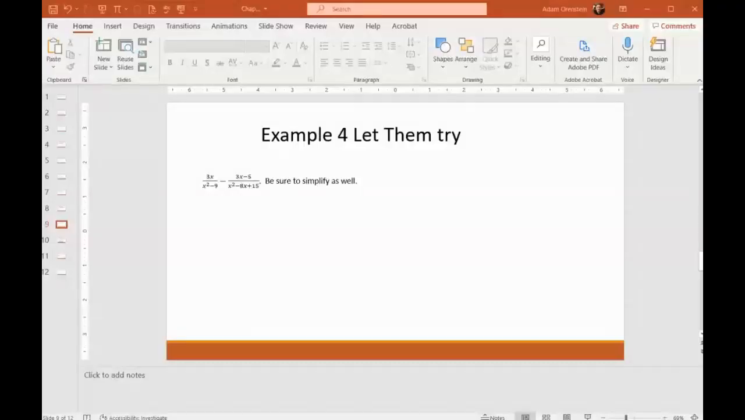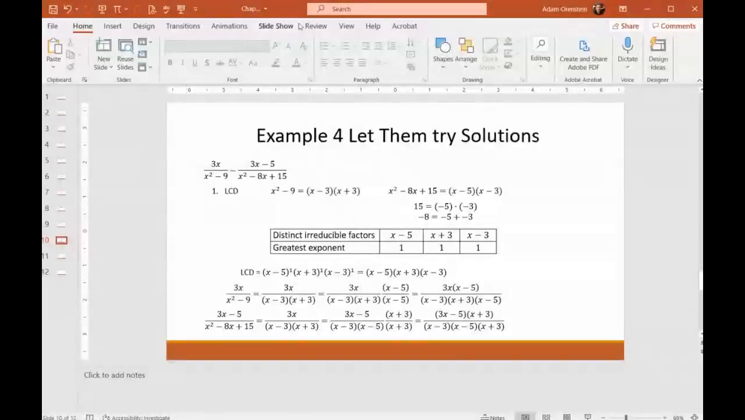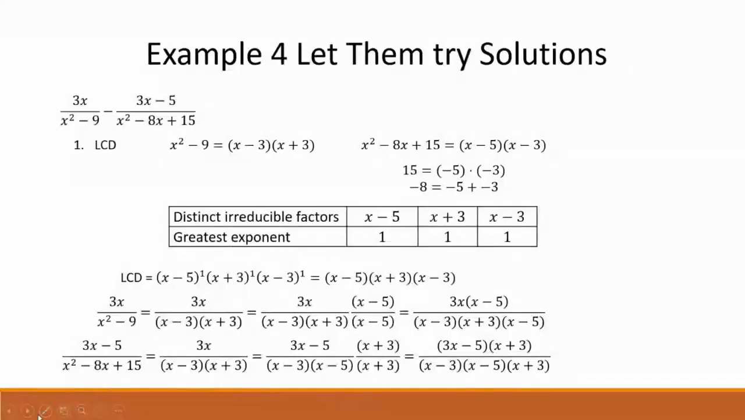So here we go. All right, so here's another question that we're going to work on now. Again, we're subtracting, so we need to get a common denominator. And since we're going to be simplifying, we really want to get the LCD. Now, so here, let's do this.